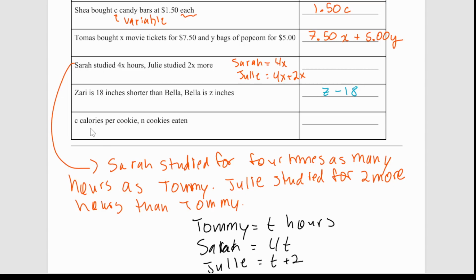For the next one, C calories per cookie, N cookies eaten. For total calories, that would be N times C, or perhaps just written as NC.